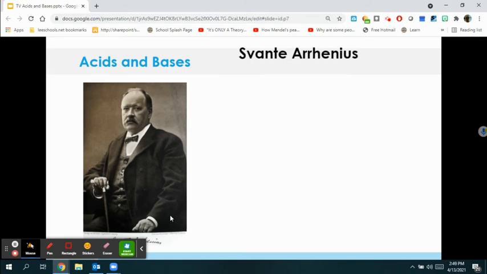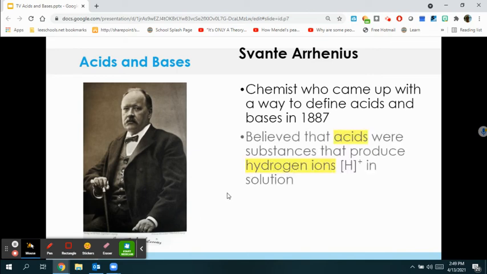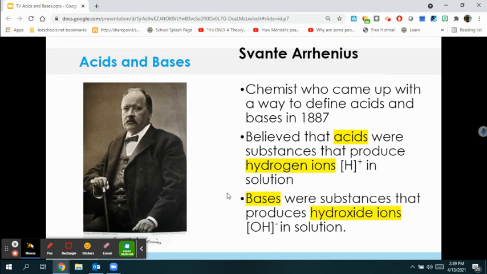Svante Arrhenius is a chemist who came up with a way to define acids and bases in 1887. He believed that acids were substances that produced hydrogen ions, H+, in a solution, and bases were substances that produced hydroxide ions, OH-, in solutions.